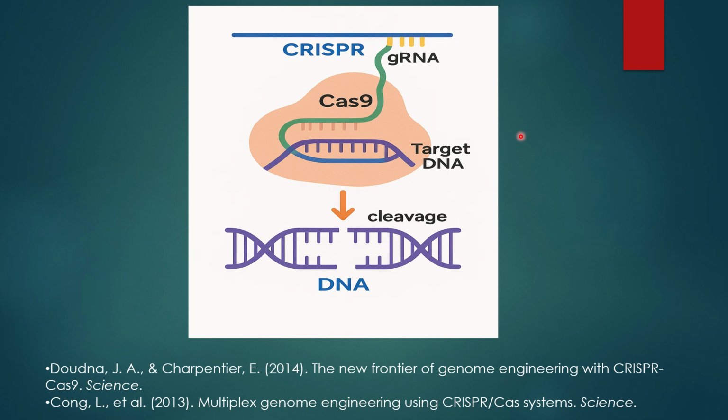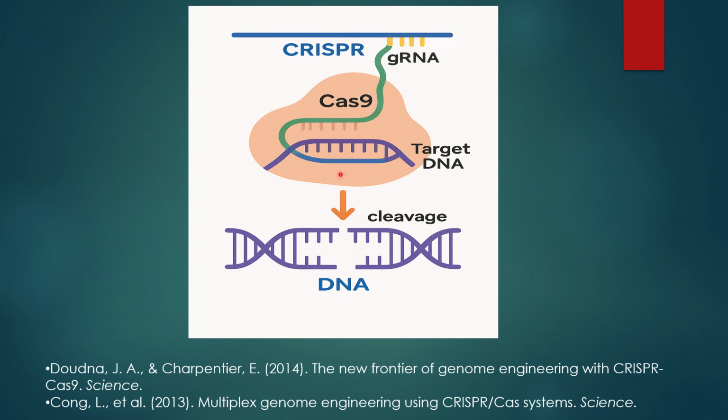Then the RNA and the Cas9 associated with it will identify the region of the host DNA. This is the host DNA, and it has been identified, and it will cut at particular specific sites. Then once the DNA is cut, the repair mechanism operates. So this is the cut DNA.